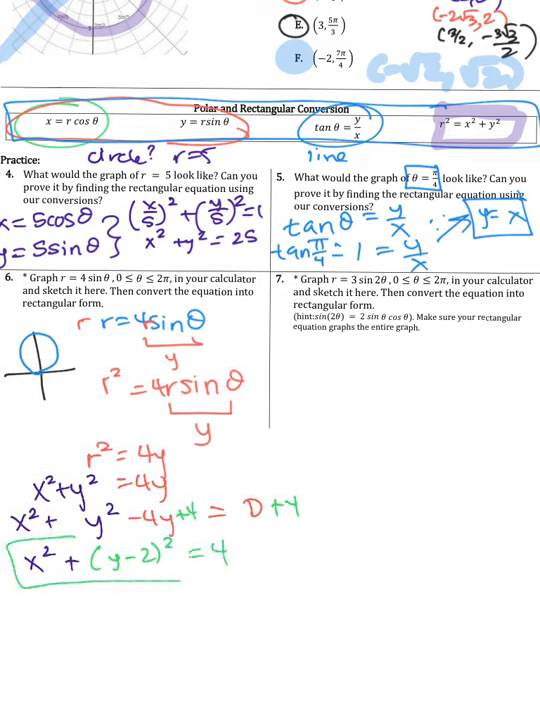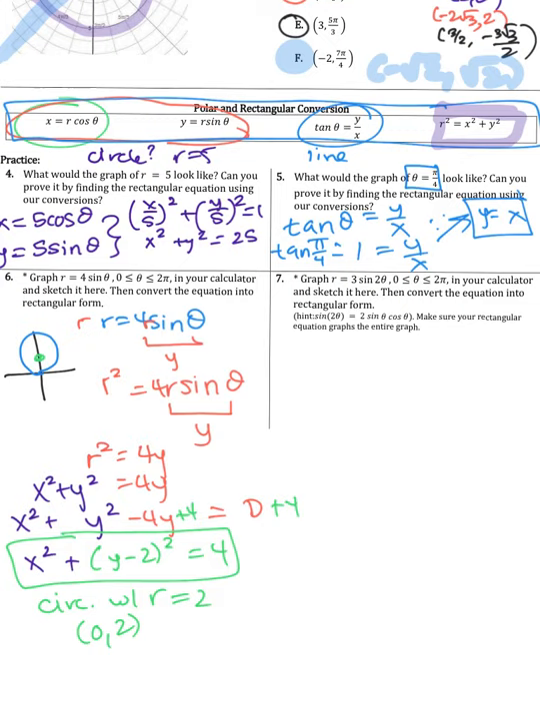And this is my rectangular equation. And I was right. This is a circle with a radius of 2, centered at 0, 2. So this is my center, and my radius is 2.